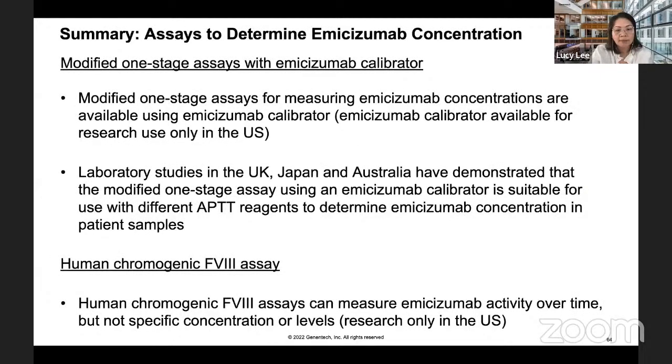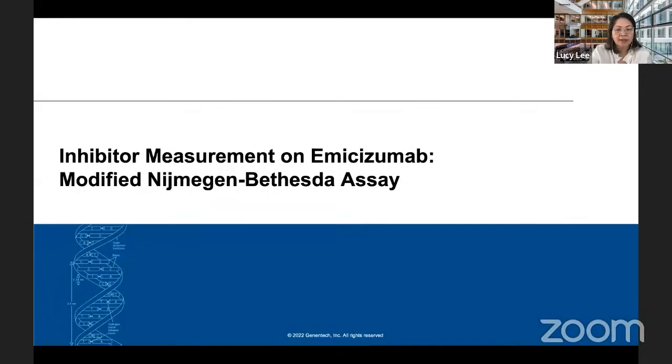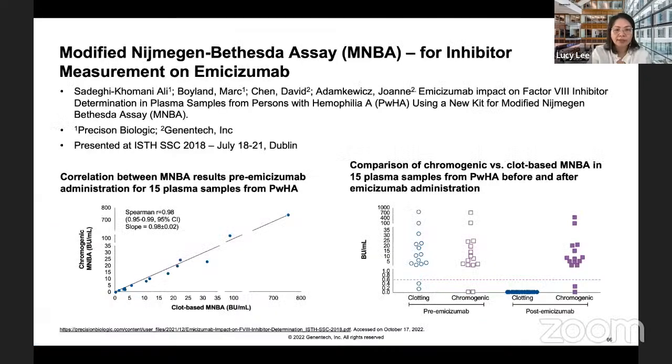This is just repeating what I said earlier, so I'm going to skip this slide and move on to talking about the effect of emicizumab and measurements of factor inhibitor activity. And on this slide, we show essentially emicizumab effects on both clot-based modified Nijmegen Bethesda assay, as well as a chromogenic Bethesda assay. And this is using patient samples out of the HAVEN 1 study.